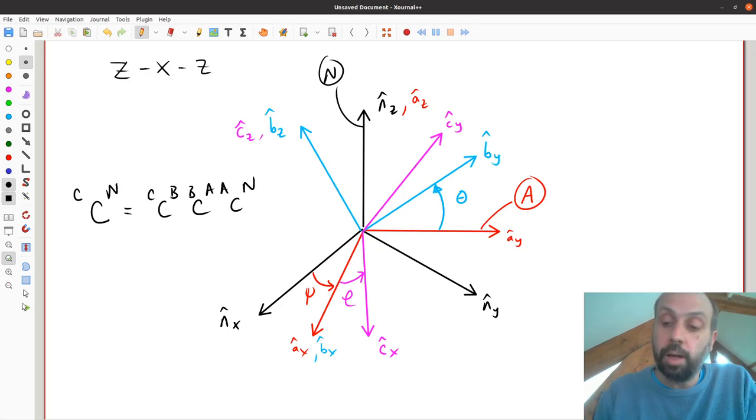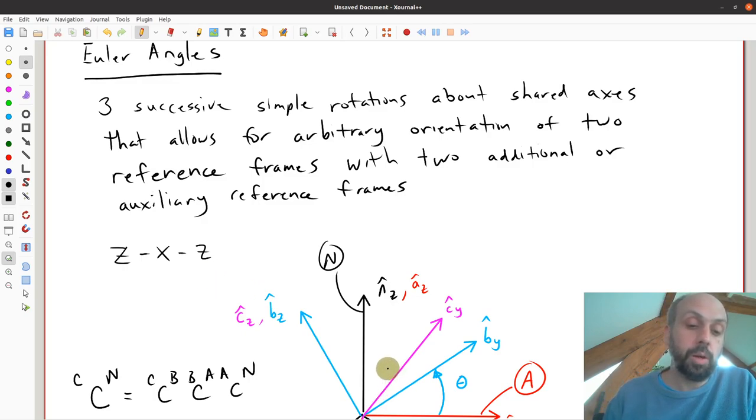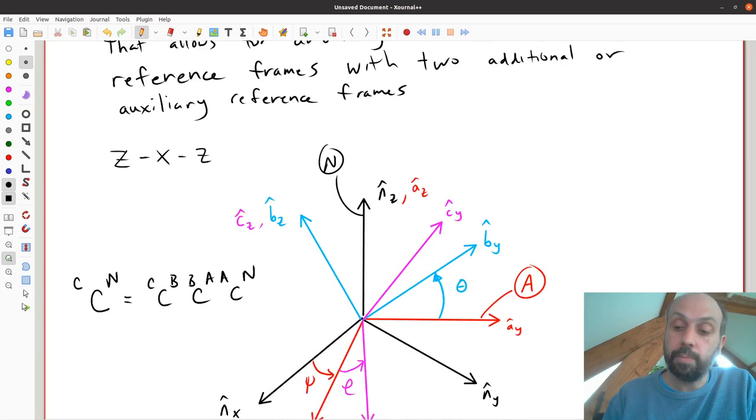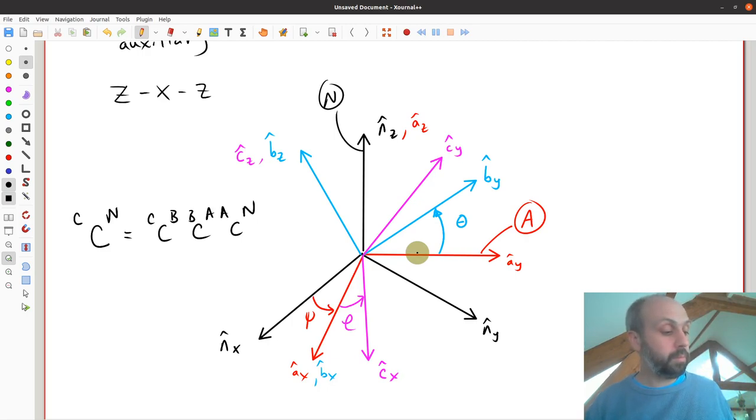So that's the basic idea of Euler rotations, and there's more in the notes and the homeworks that you'll see about that, but it's a very common way to get some kind of arbitrary orientation set up between two reference frames, doing these three successive simple rotations about shared axes. And you'll hear me use the term body fixed axes a lot too. I haven't started talking about rigid bodies yet, but each of these shared axes are fixed in each of the adjacent reference frames. So that's why we'd say body fixed or reference frame fixed rotations.